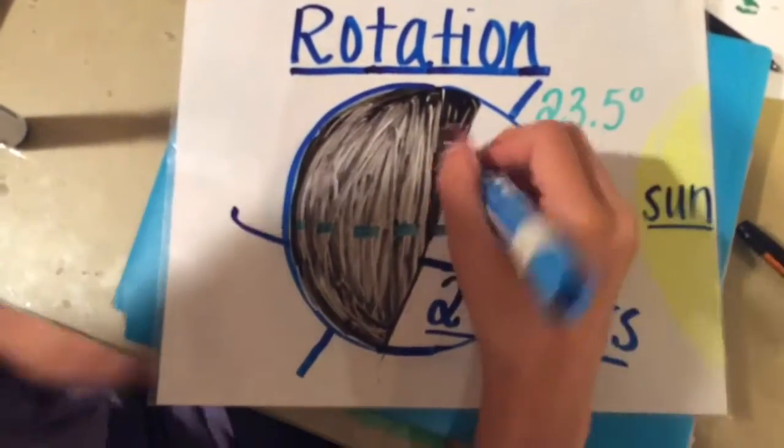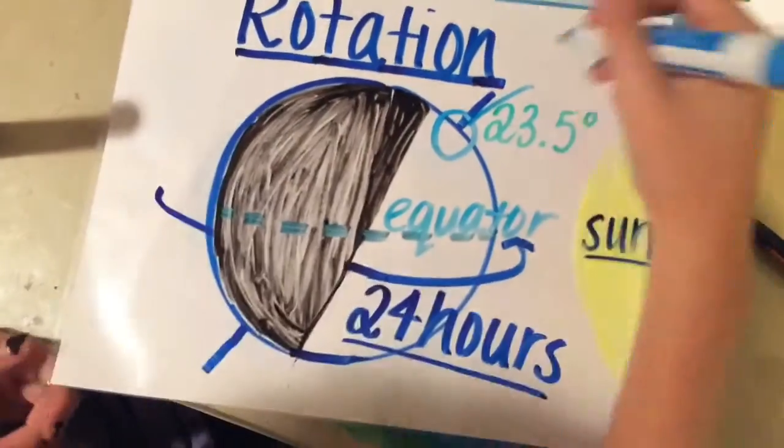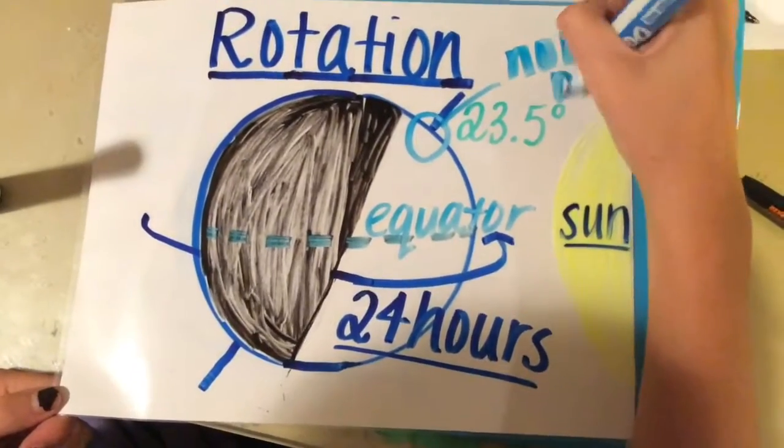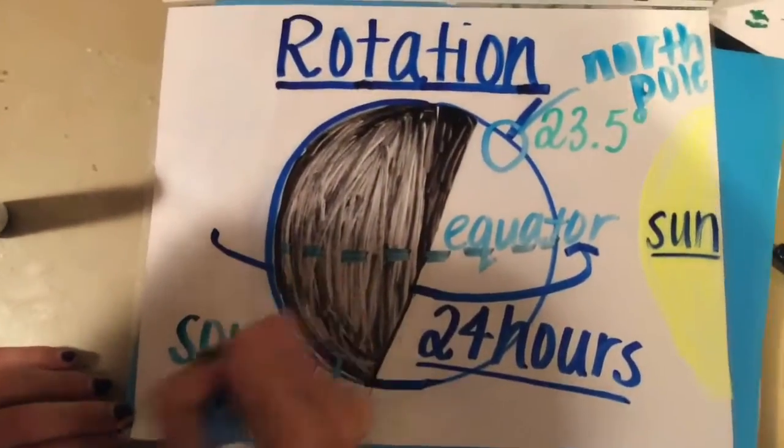The equator is located at 0 degrees latitude. The North Pole is located at 90 degrees north. And the South Pole is at 90 degrees south.